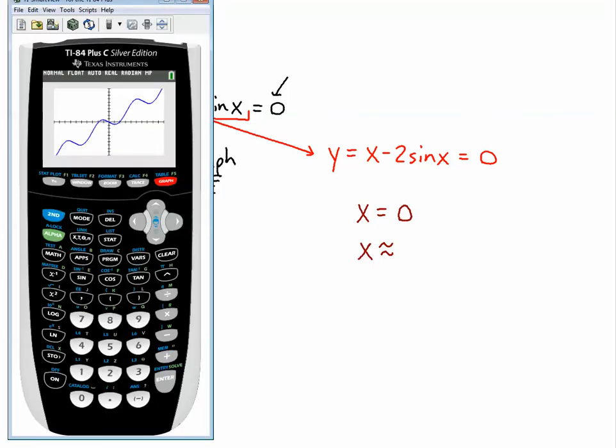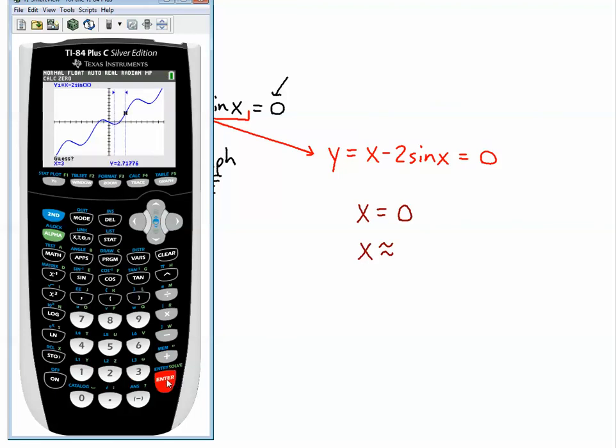Let's ask the calculator to calculate them. I'm going to go to the calculate menu right here. Second, calculate. I'm looking for what's called the 0, number 2. And there's my cursor. I'll just find this positive one first. It looks like it's in between 1 and 3. So for my left bound, I'm going to choose 1 and press enter, and then for my right bound, I'm going to pick 3 and enter.